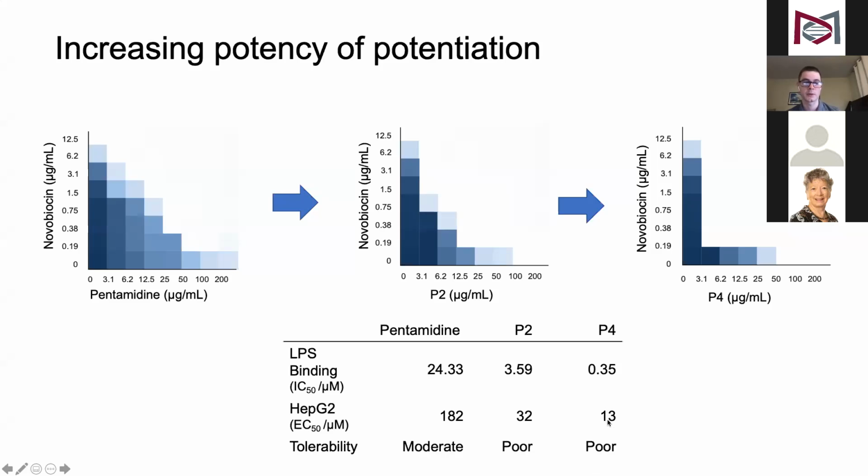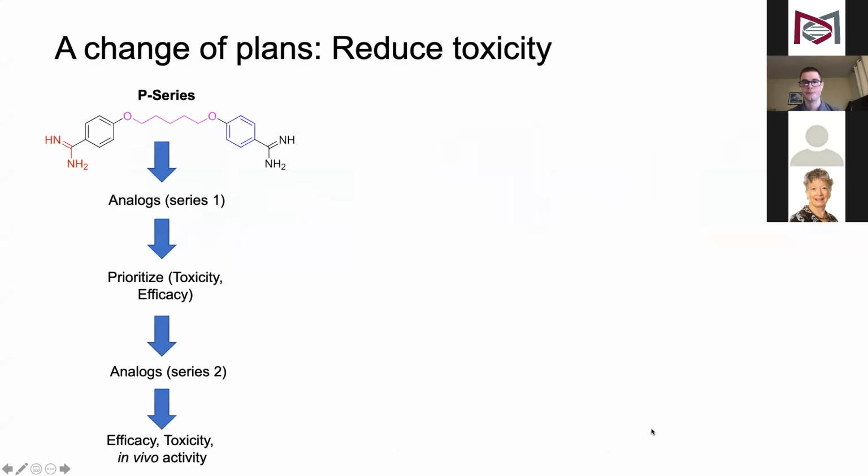This was particularly worrisome as early tolerability studies in mice showed that while pentamidine has some moderate display of symptoms, it's moderately tolerated. However, both of our analogs were poorly tolerated in the animals, irrespective of dose. So we looked to change our plans, looking to move away from emphasizing so much on efficacy and moving towards a focus on reduction in toxicity.